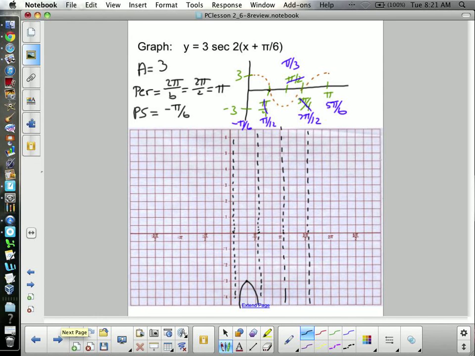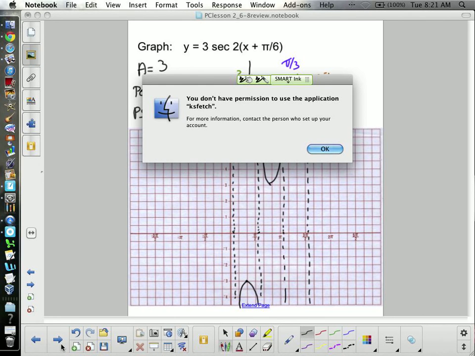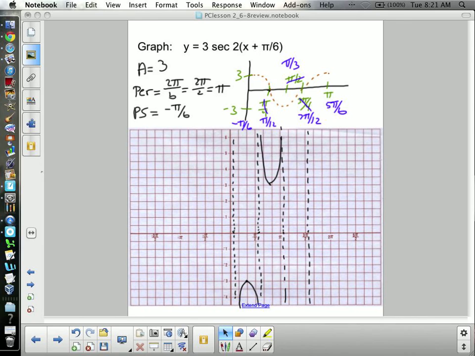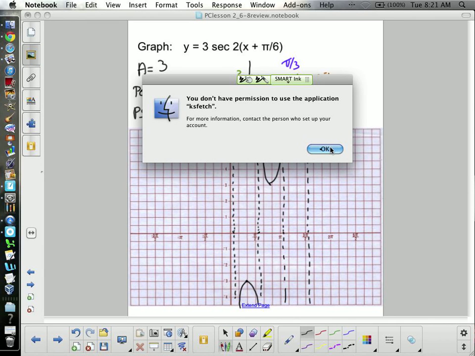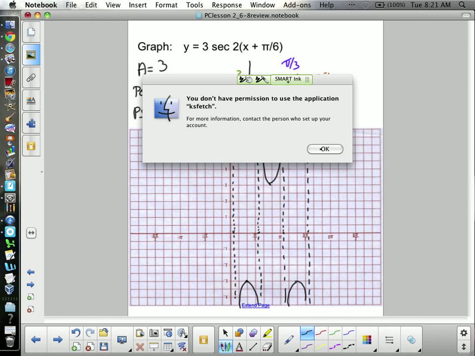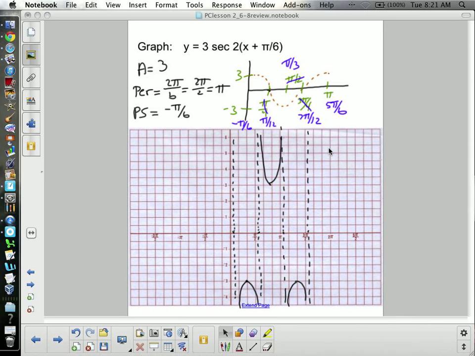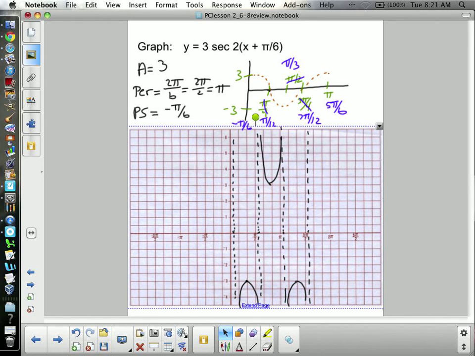So here it's going to alternate. That's going to be a positive 3 at the halfway point. And this one is going to be another negative 3 at the halfway point. There we go. All right. So there's my function. And I don't have to sketch necessarily the secant function up here. Just the cosine one is enough to get me to the graph.